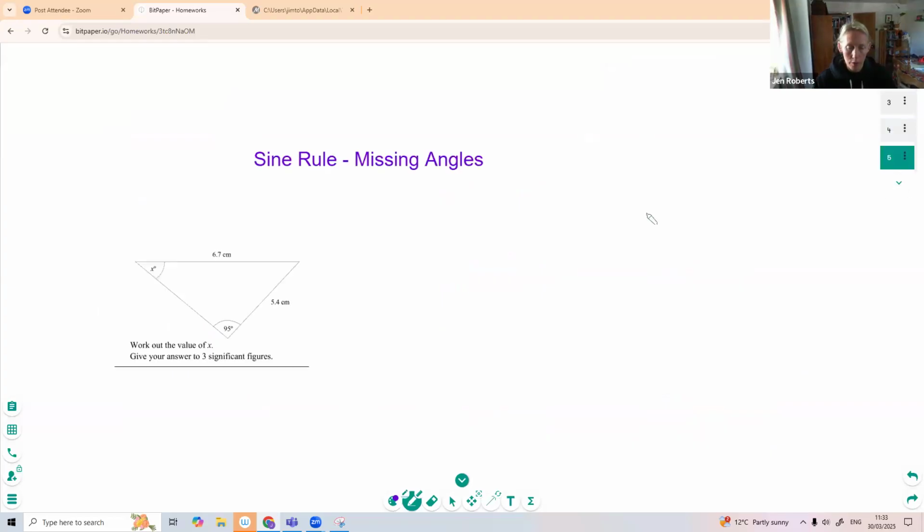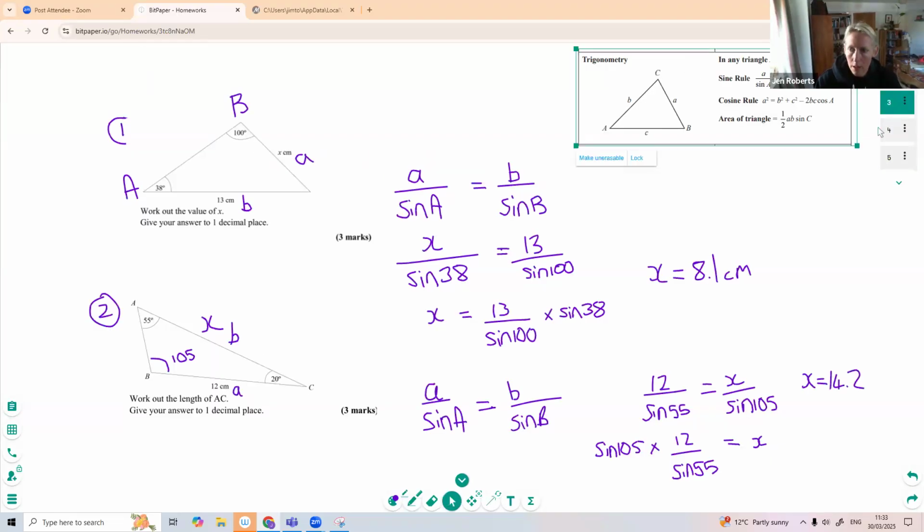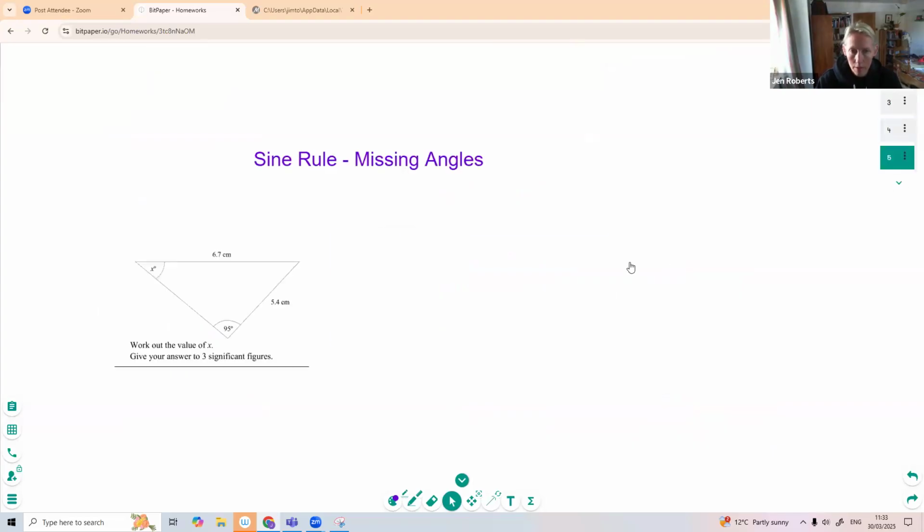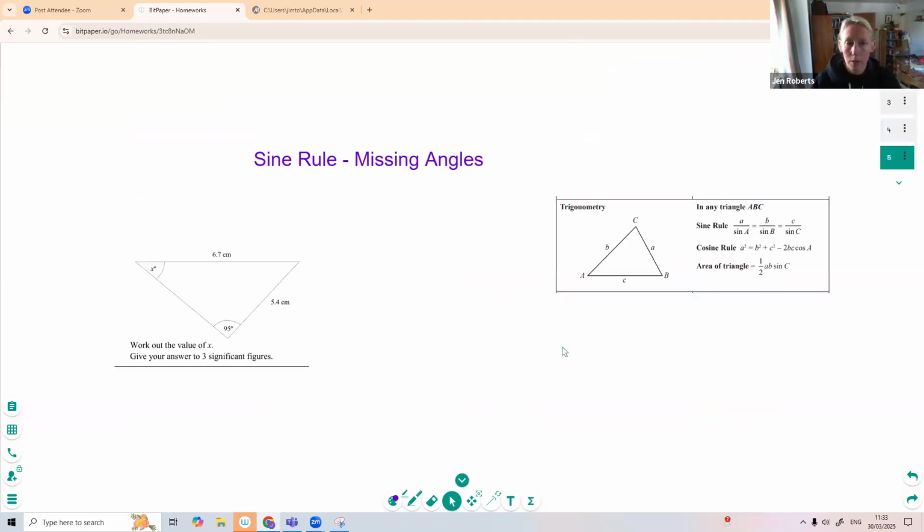We'll now be looking at the sine rule for missing angle. Let me just bring the formulas over. When it's the sine rule for missing angle, so you can see we've got a missing angle here, x degrees, you have to remember to flip these formulas over. So instead of a over sine A, we have sine A over a equals sine B over b. You just have to remember that. And then also, if you do use C, sine C over c. So for a missing angle, flip over the formulas.